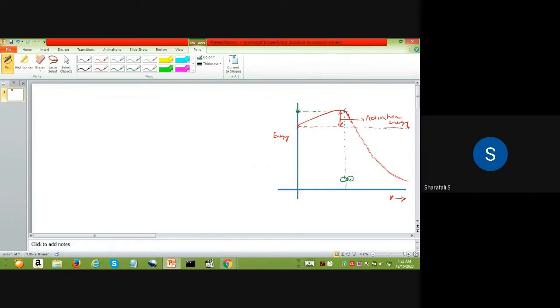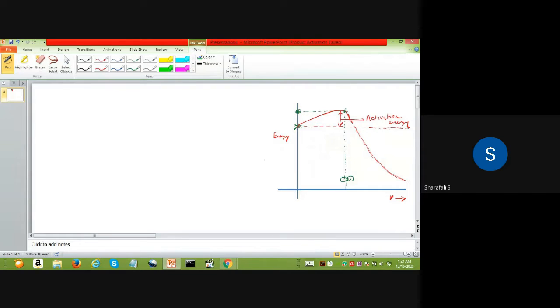If the nucleus is at this point, the energy of the nucleus is at this point, then it is over that activation energy. Then that nucleus can undergo the nuclear fission process. Otherwise, if the ground state nucleus has only this much energy, then it will not readily go to the nuclear fission process.